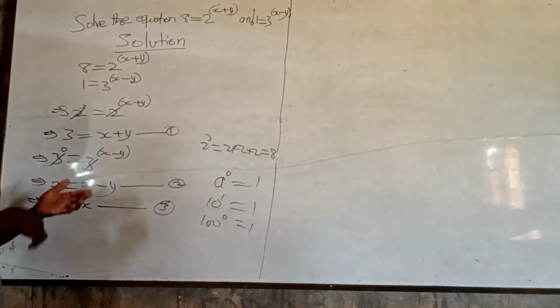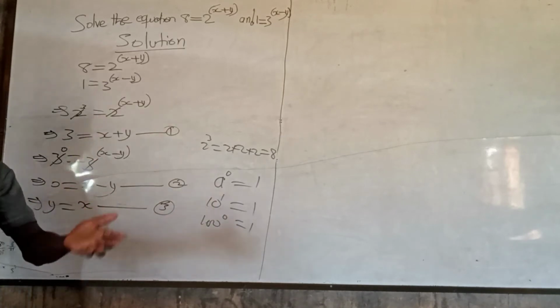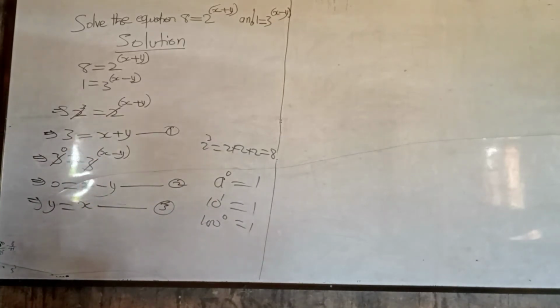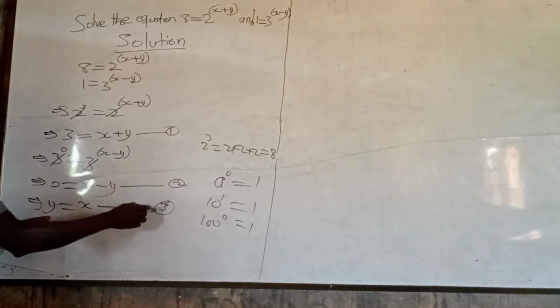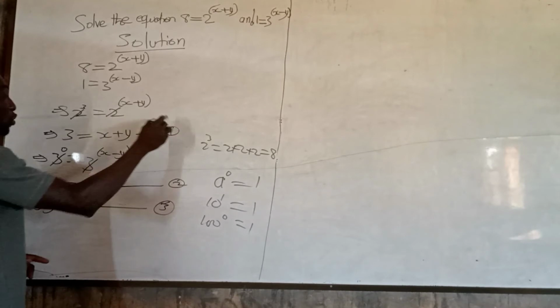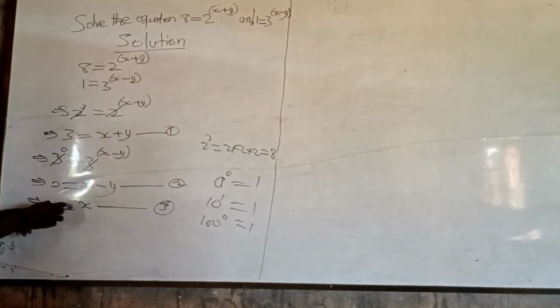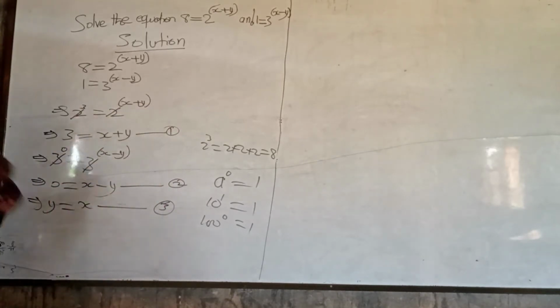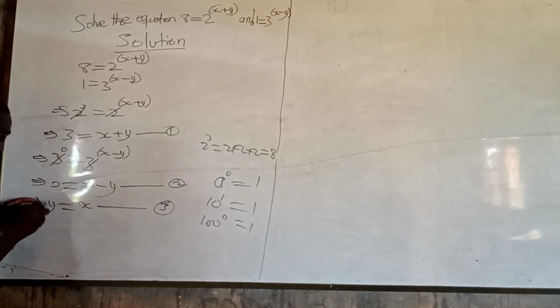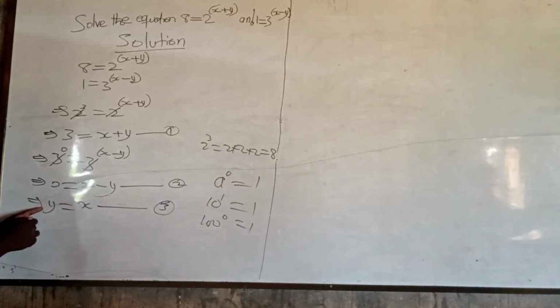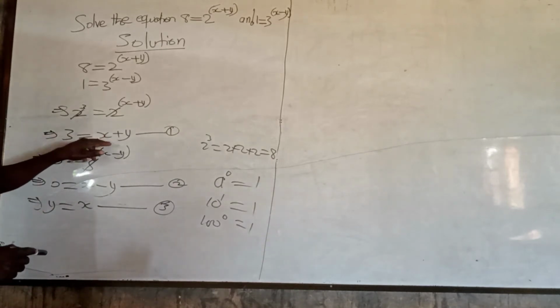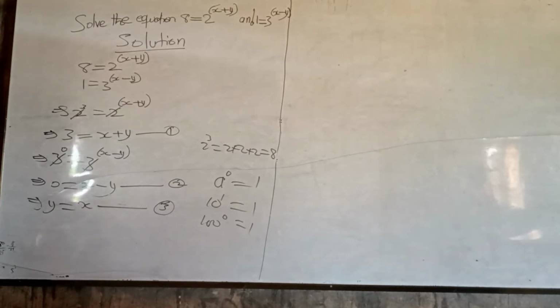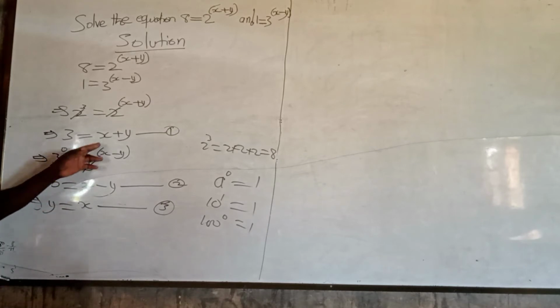How are we going to find the value of y and then x? To proceed, simply we can say that we put equation 3 into equation 1. Equation 3 says that y equals x. So you come to equation 1 and then you put y into equation 1.